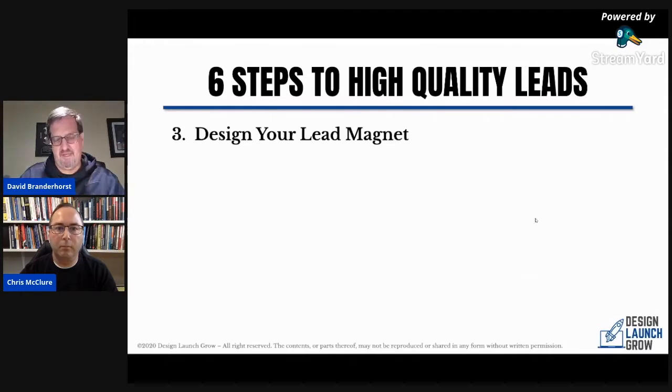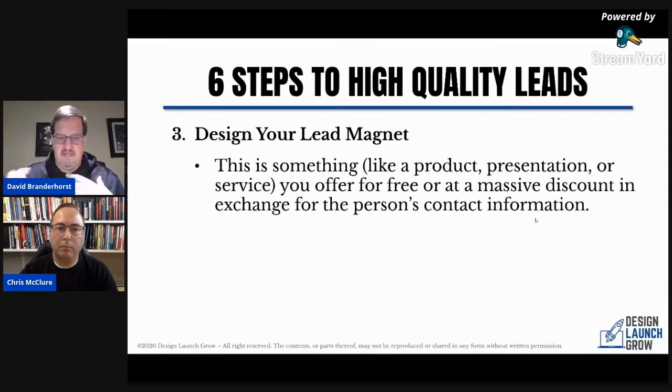Then the third step is to design a lead magnet. Design something like a product, a presentation, or service that you can offer for free or at a massive discount in exchange for that person's contact information. Again, doing all this completely in line with who these people are, and then you're going to offer these things. You're going to target the people in all these groups that you've identified.